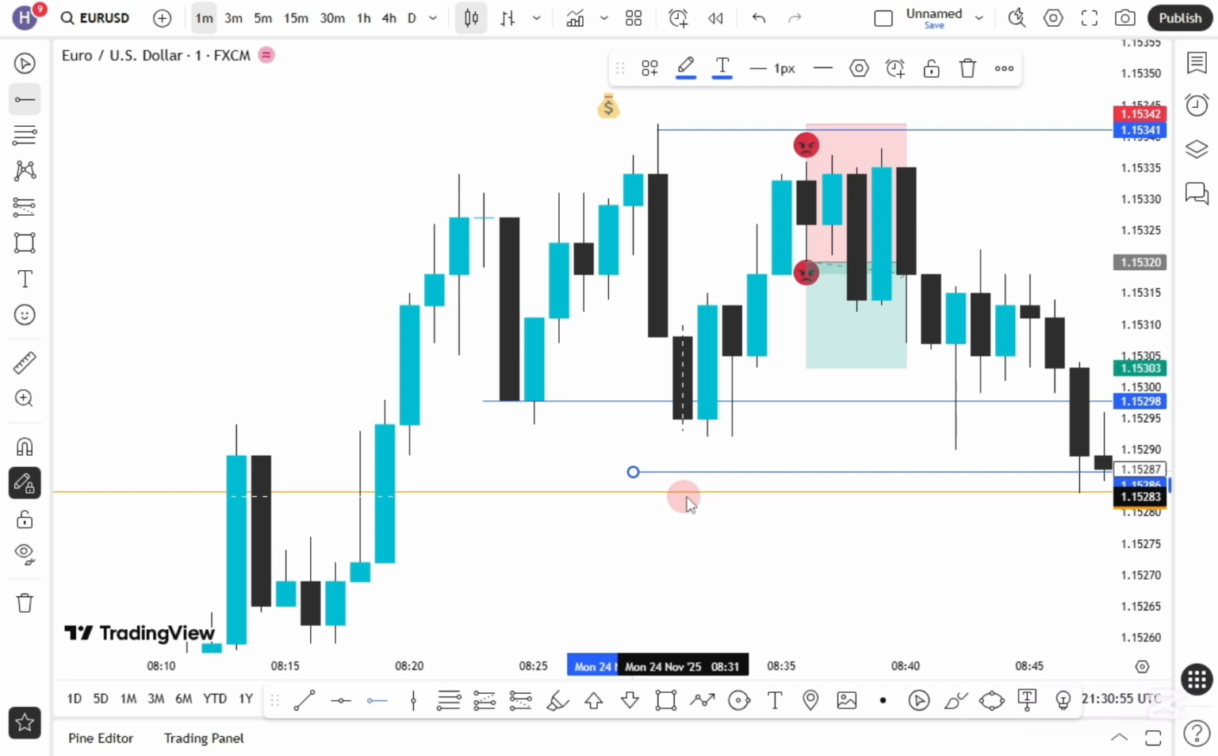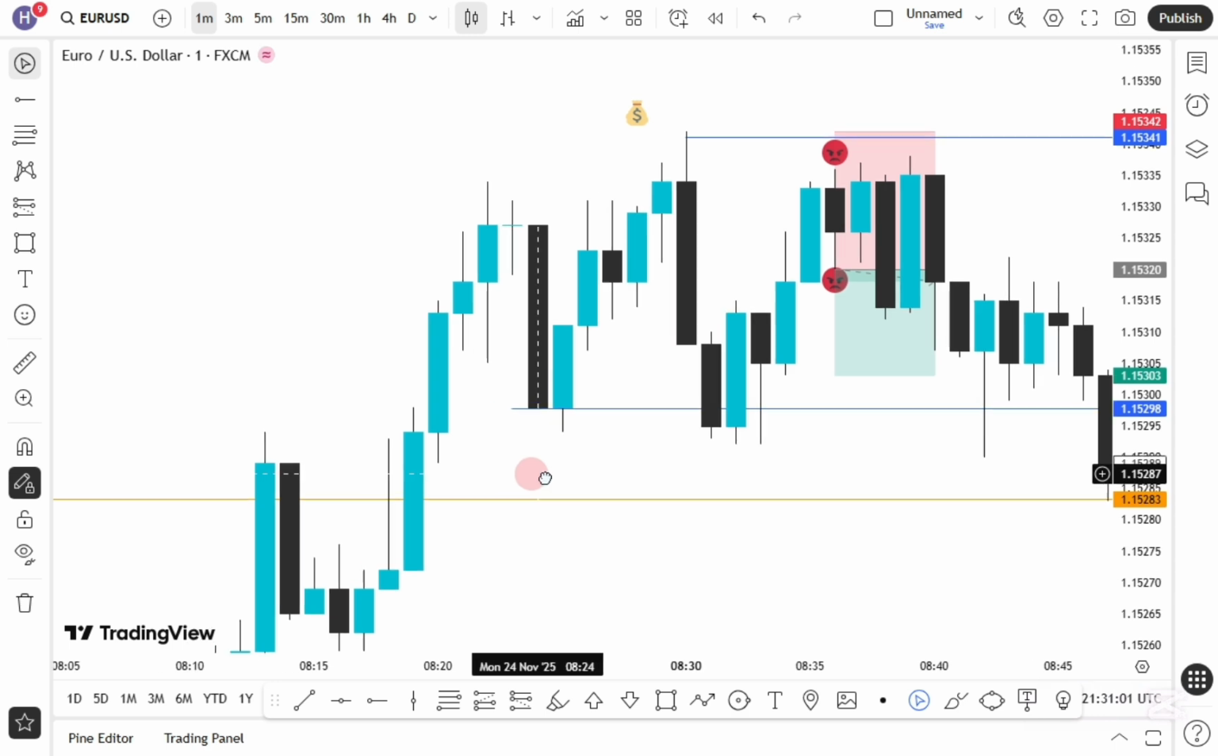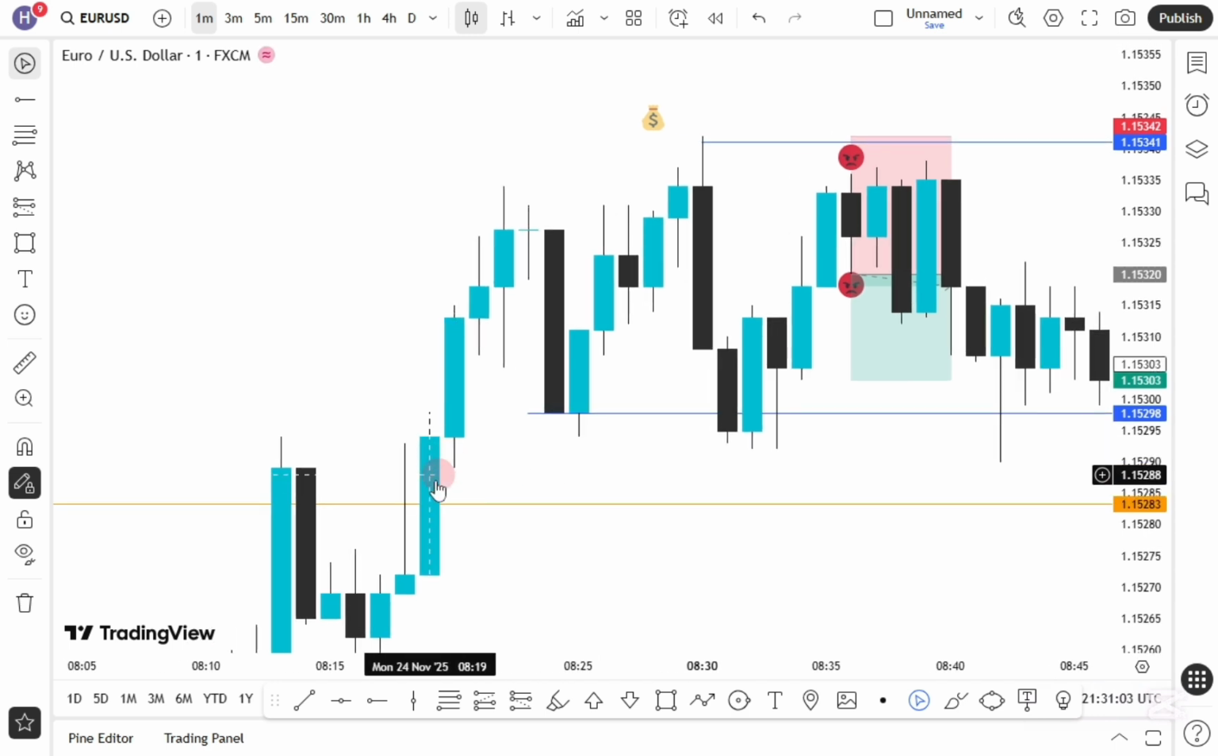Now, all right, so we have this market here. You see, this market is waiting. If you look from year to year, we have a fair value gap which was closed by this, and we have enough space here.